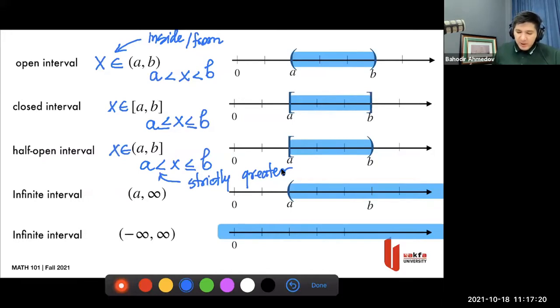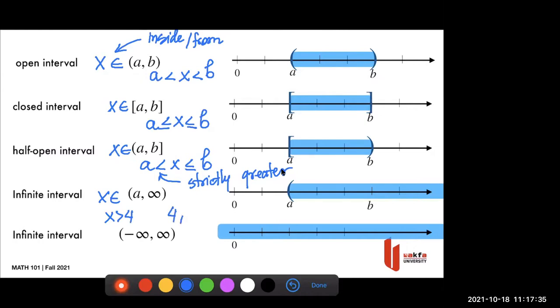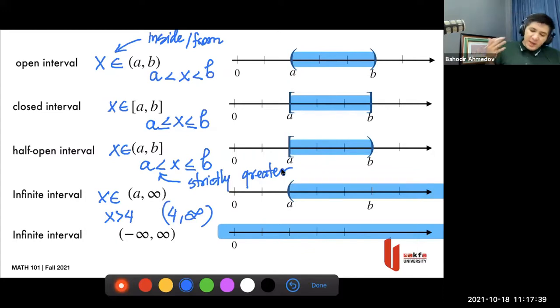So it is possible that your interval might have an infinity sign as well. So x is from A to infinity. Do you remember the solution of the first inequality, x is greater than 4? It can be written as the interval from 4 to infinity. So we are now going to introduce the new sign, the infinity sign.